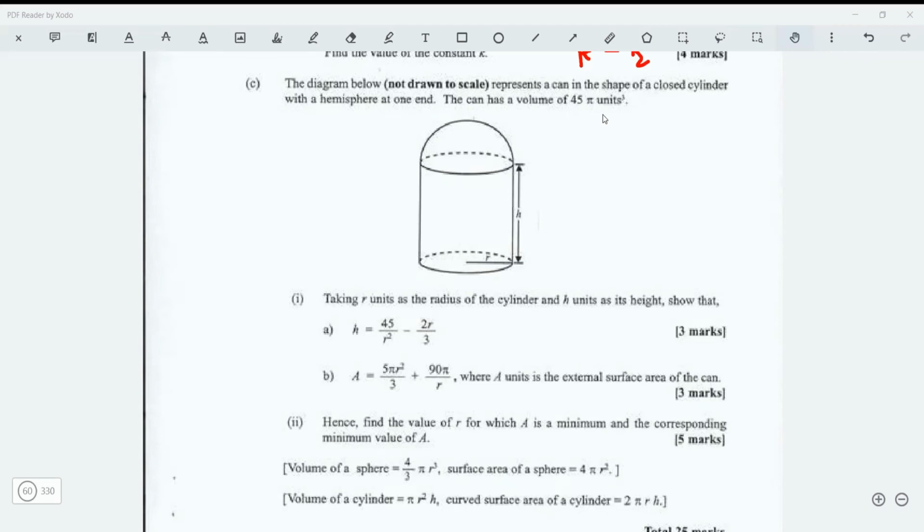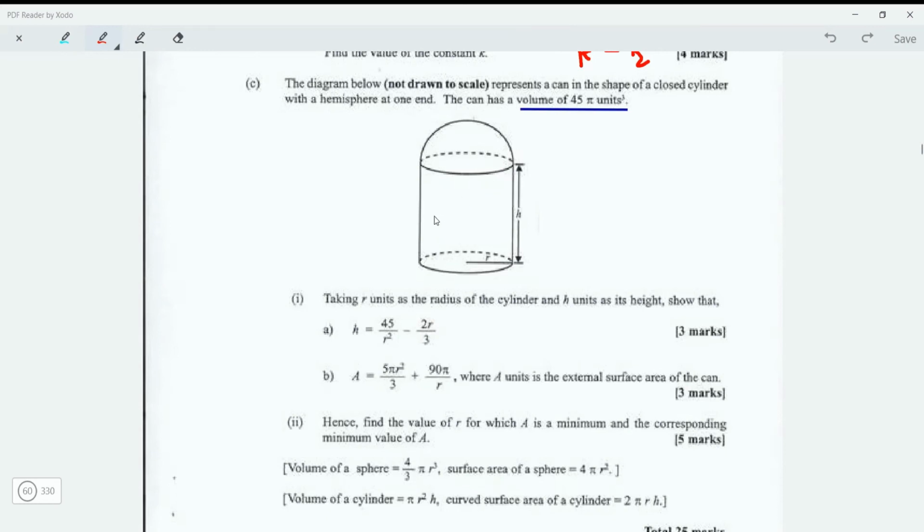And it says, taking r units as the radius and h as the height, show that this is the formula for h. Now, the important thing to note here is that this question absolutely gave you the volume. If it gives you the volume and you need to find h, well, you have the volume, just find h. So the volume of this shape is a cylinder and a hemisphere put together.